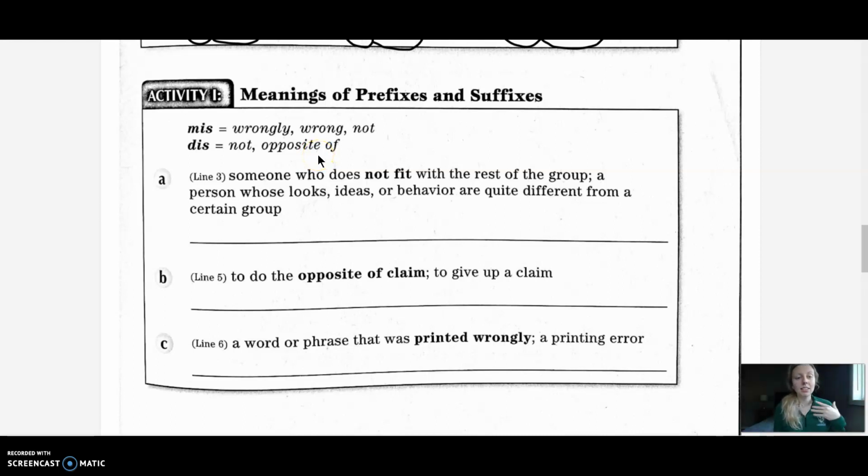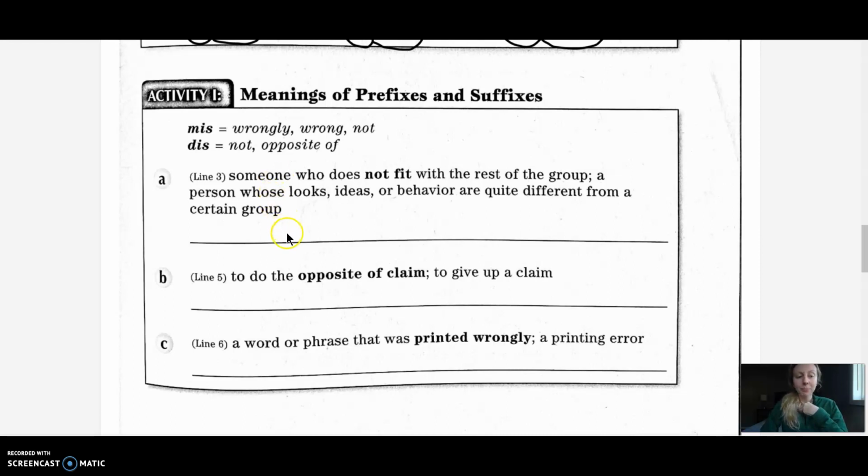If I said Tyler had miscalculated, he calculated wrongly, right? He did it wrong. He calculated it wrong. If I said something like Emma was very disorganized, you could probably guess that she was not organized, or the opposite of organized. She was messy, disorganized, okay?